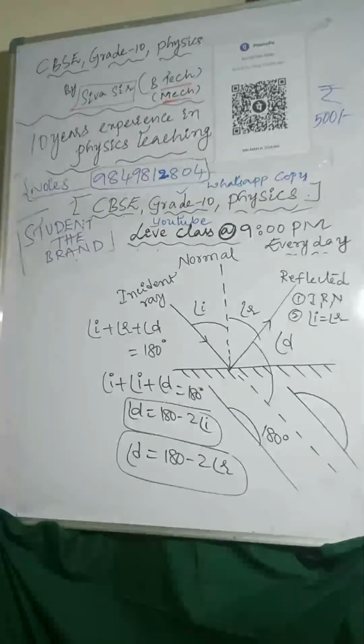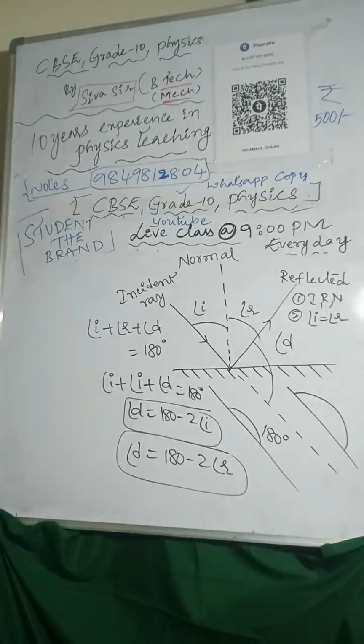Today I am going to explain about light reflection and refraction. Whatever I am explaining is completely about light reflection and refraction, Grade 10 CBSE Physics. I am considering a plane mirror.